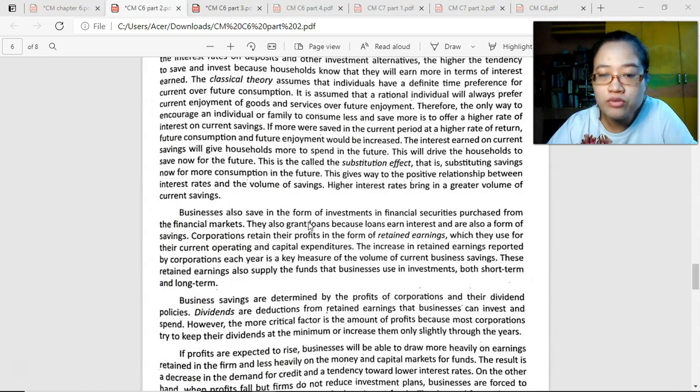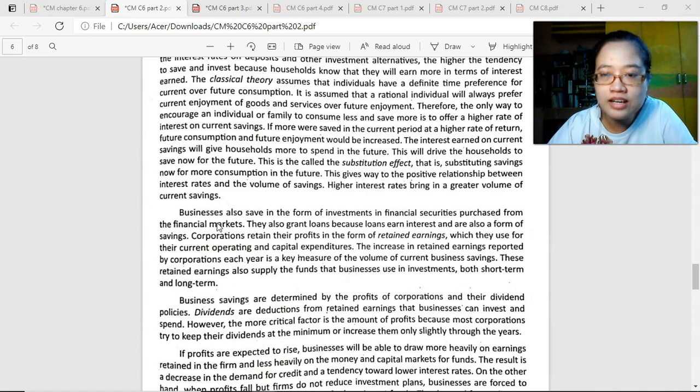Businesses also save in the form of investments in financial securities purchased from the financial market. They also grant loans because loans earn interest and are also a form of savings. Corporations retain their profits in the form of retained earnings, which they use for their current operating and capital expenditures. Okay?